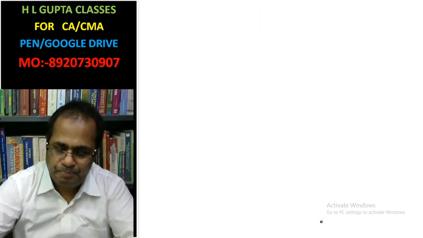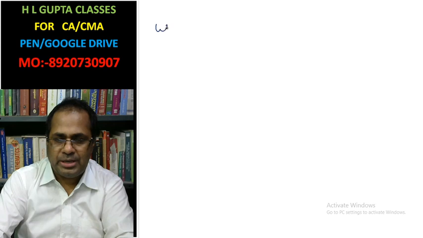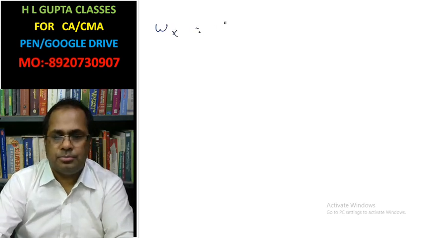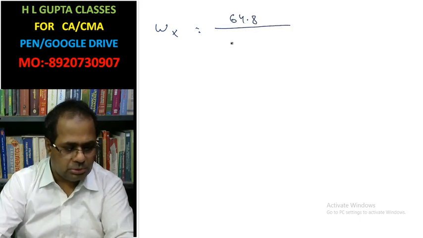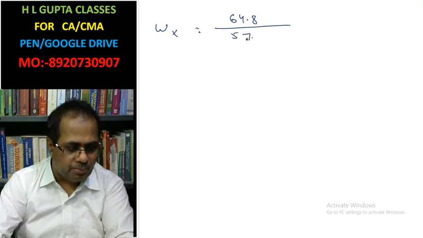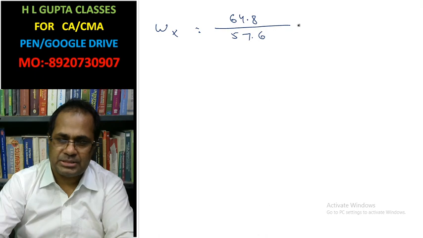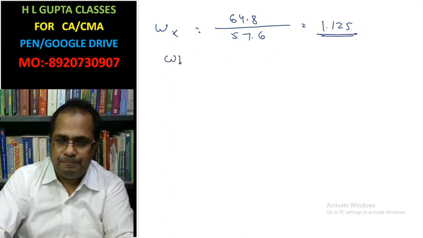Now weight X, this is 64.8 divided by 57.6, this is 1.125, which is not possible.